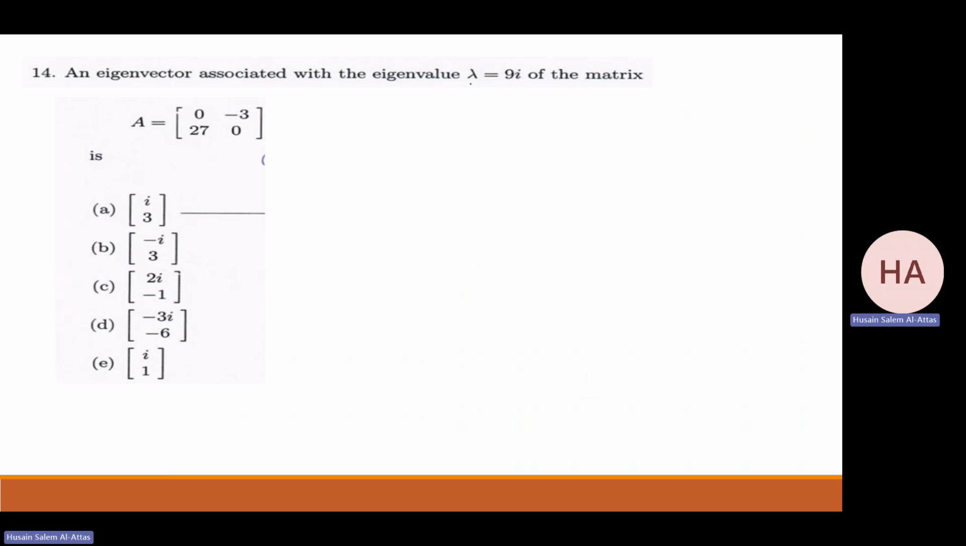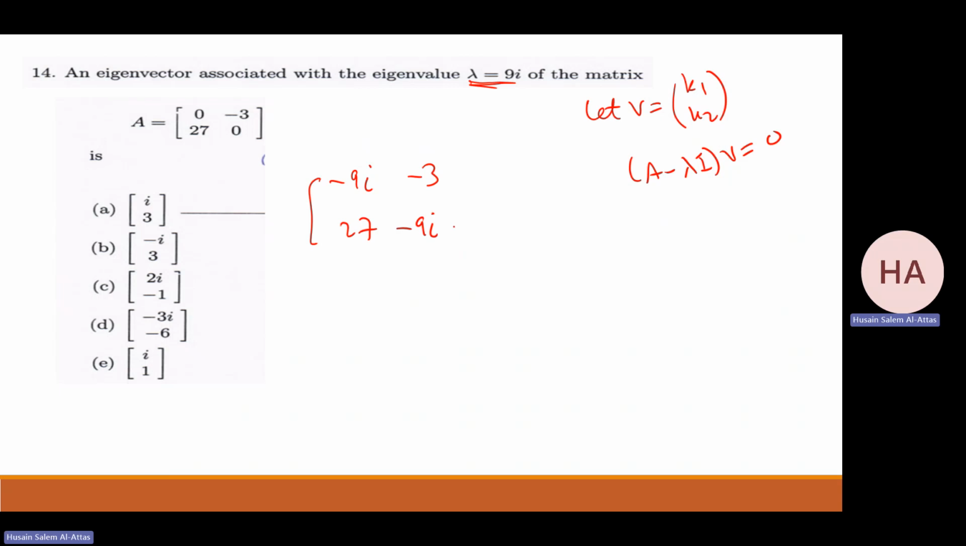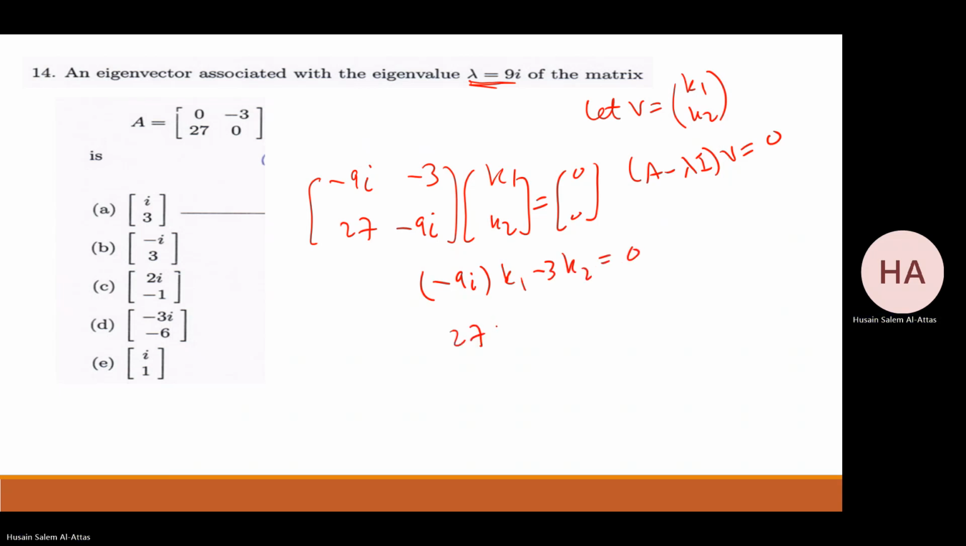Now the eigenvector with lambda equal 9i. Okay, so I'll do the calculation. I will let V equal K1, K2. I will do AV. Now, I'll do it with the eigenvalue. I'll do A minus lambda I times V equals 0 to get the eigenvector. So I have minus 9i, minus 3, 27, minus 9i. This is times K1, K2 should equal 0, 0. So I have minus 9i K1 minus 3 K2 equals 0. 27 K1 minus 9i K2 equals 0.